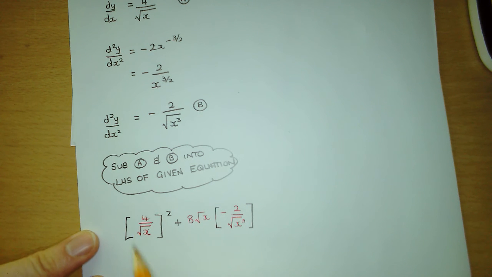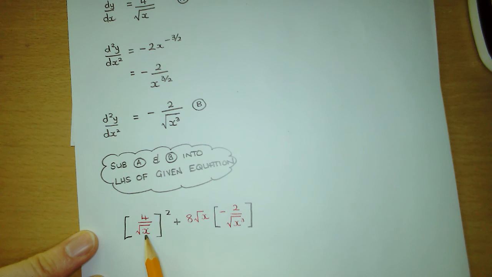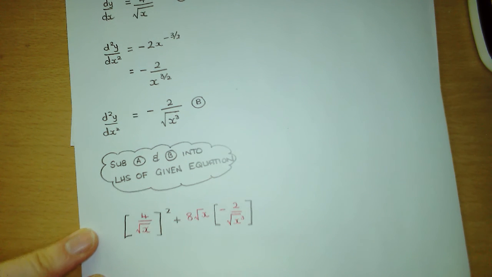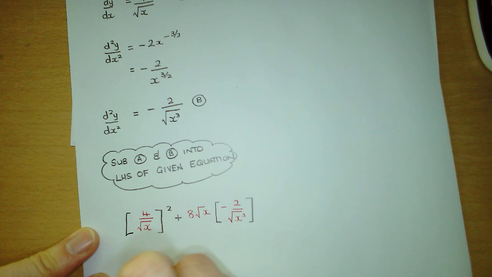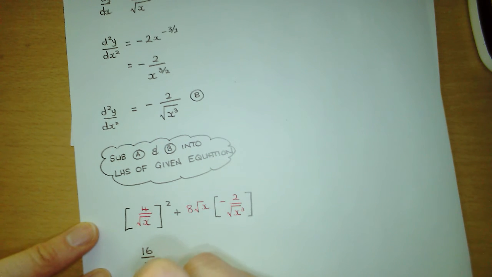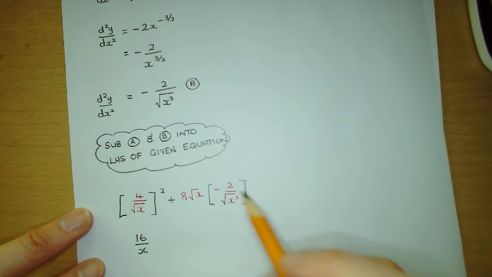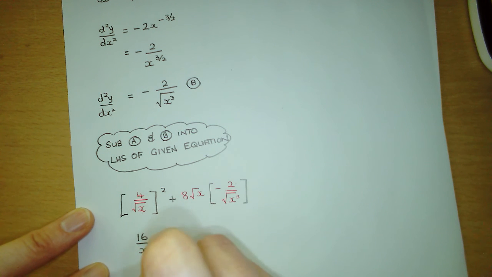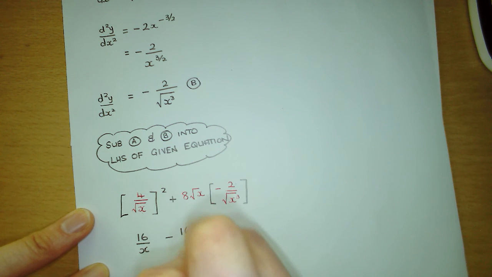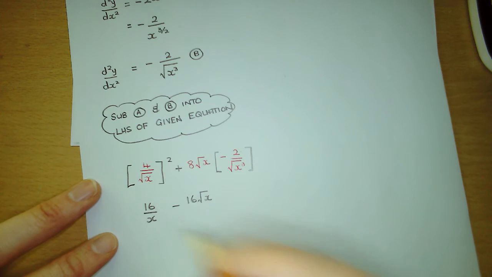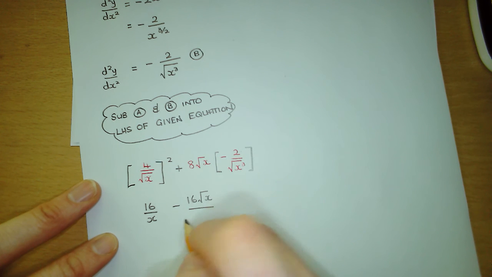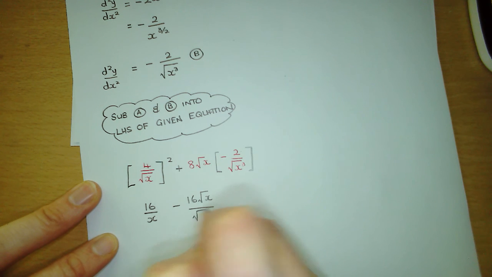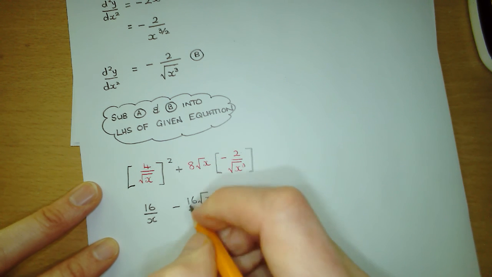So let's square the first one. Well, square 4 we get 16. Square root x we just get x. So that's going to give us 16 over x. Over here then, multiply the top bits together. So we're going to get minus 16 root x, and that's all over root x cubed.